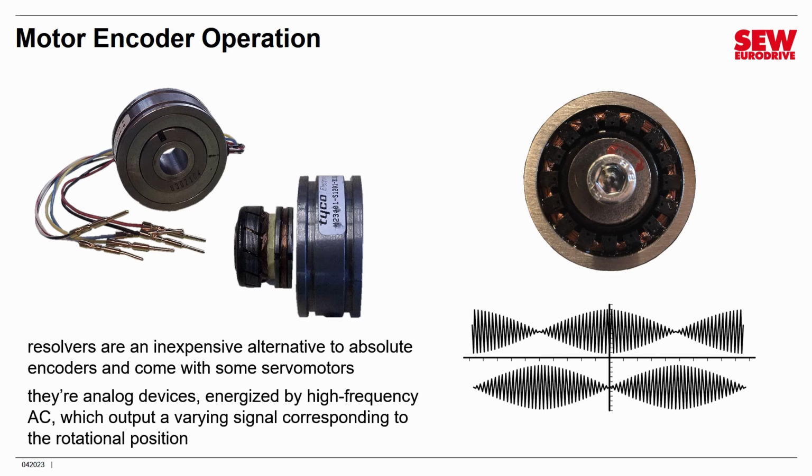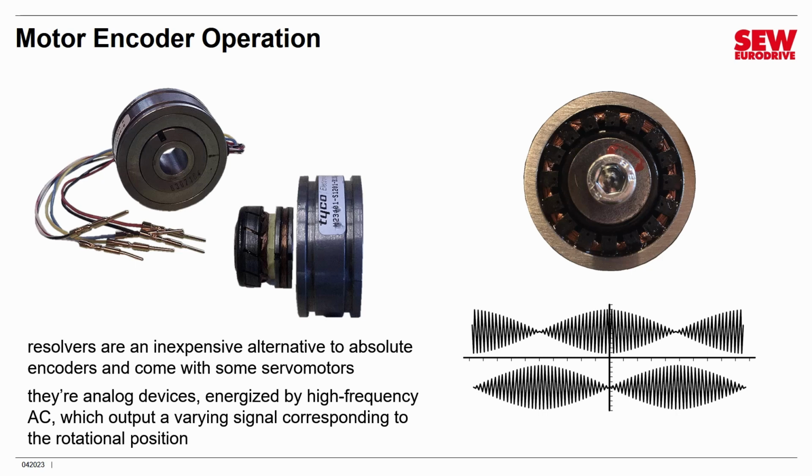It's basically almost like the two halves of a transformer. Part of it is fixed and part of it is attached to the motor shaft. They're energized by a high-frequency alternating current, and they output an analog signal corresponding to the rotational position. You can see what it looks like there on the right. It's kind of a sine-cosine combination. The VFD has to read this analog signal, and it has to do some math on it, but from doing that, it can infer the rotational position.